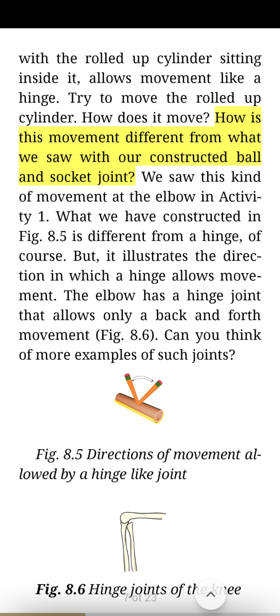How does it move? How is this movement different from what we saw with our constructed ball and socket joint? We saw this kind of movement at the elbow in Activity 1. What we have constructed in Fig. 8.5 is different from a hinge, of course. But it illustrates the direction in which a hinge allows movement. The elbow has a hinge joint that allows only a back and forth movement. Fig. 8.6. Can you think of more examples of such joints? Fig. 8.5. Directions of movement allowed by a hinge-like joint. Fig. 8.6. Hinge joints of the knee.